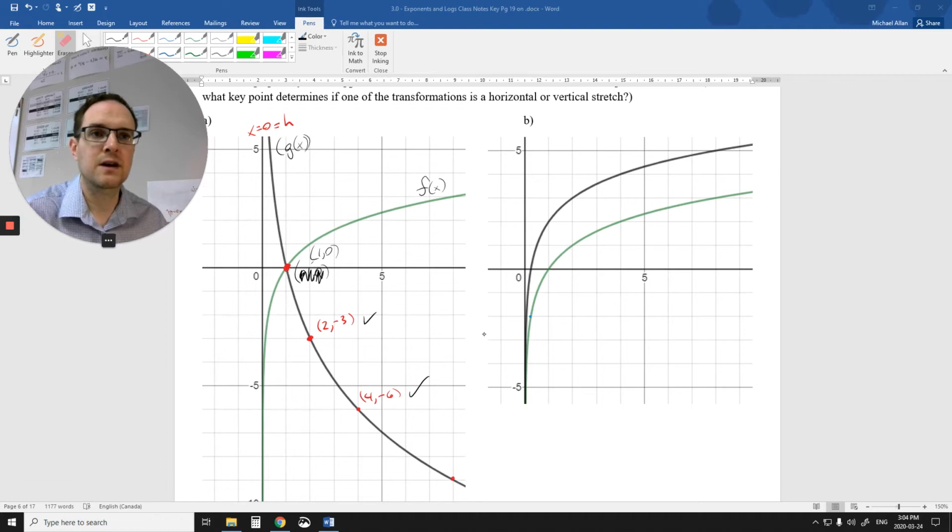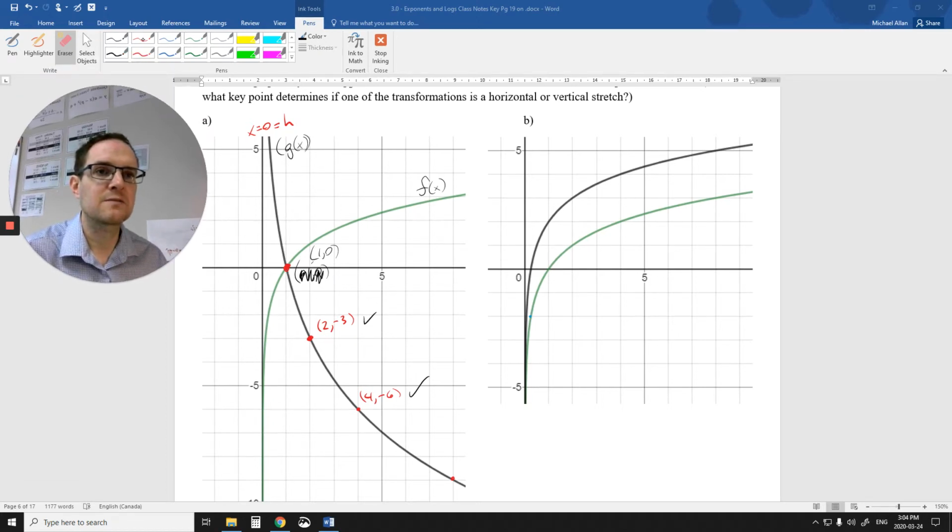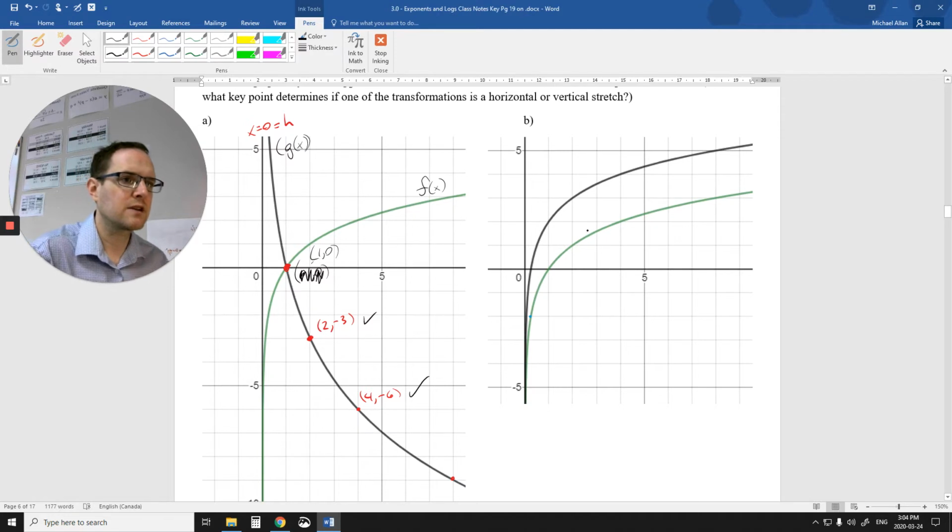Guys, welcome back to part 2 of transformations of logarithmic functions. So we're going to look at this graph here. We're going to do it slightly different than we did the previous graph, where we pick some extra points and try to find the a, b, h, or k value.